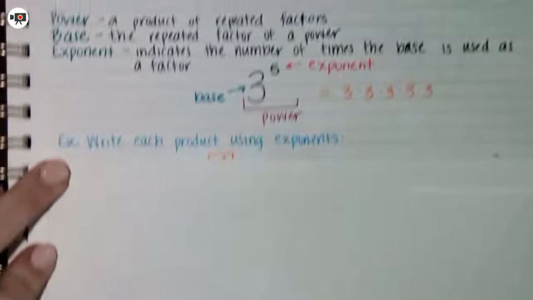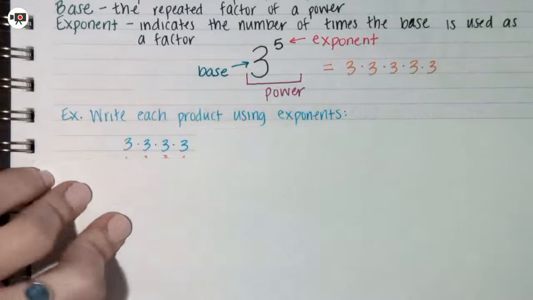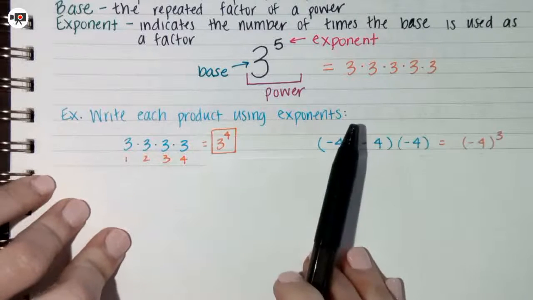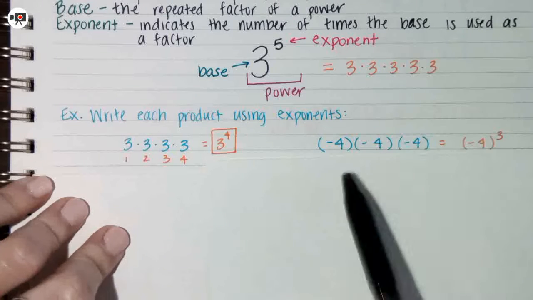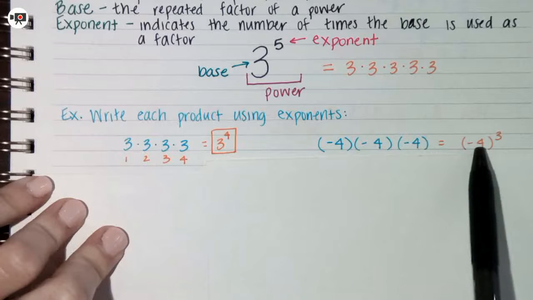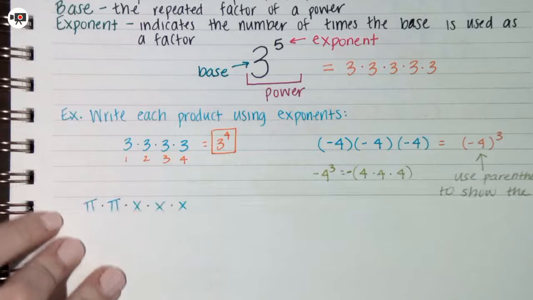So we're going to write each product using exponents. So I have 3 times 3 times 3 times 3. That is 4 times, so I have 3 to the 4th power. Here I have negative 4 3 times, so I have negative 4 to the 3rd. I put these parentheses here to show that my negative is included.